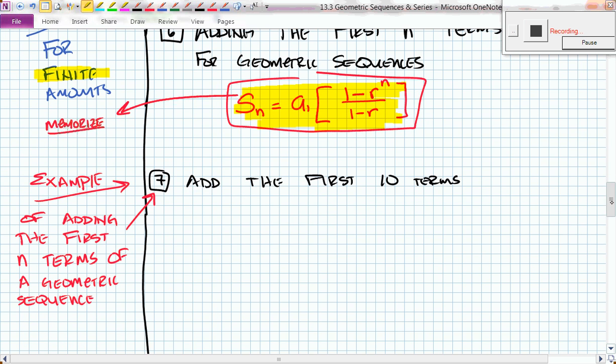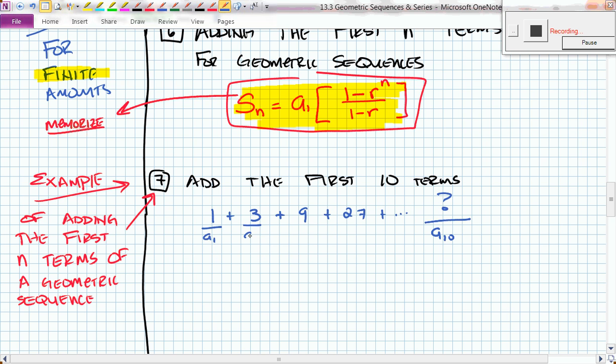All right, let's use that here. In example 7, we're going to add the first 10 terms of a geometric sequence. And that sequence is this. 1 plus 3 plus 9 plus 27 plus dot dot dot all the way up to a sub 10. Notice we don't even need to know what the 10th term is. Isn't that crazy?